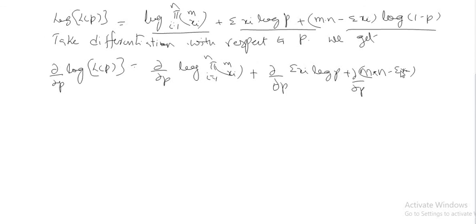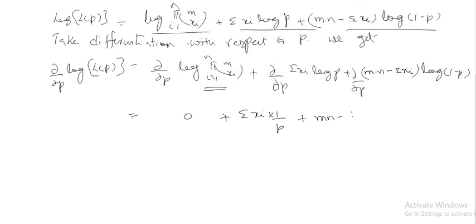Sorry, we will write clearly. m into n minus summation xi times log of 1 minus p. This is constant with respect to p, so we will get 0, plus summation xi is constant, 1 by p. Next, m into n minus summation xi is constant, and log of 1 minus p gives 1 by 1 minus p. If again we differentiate 1 minus p, then we will get minus 1.